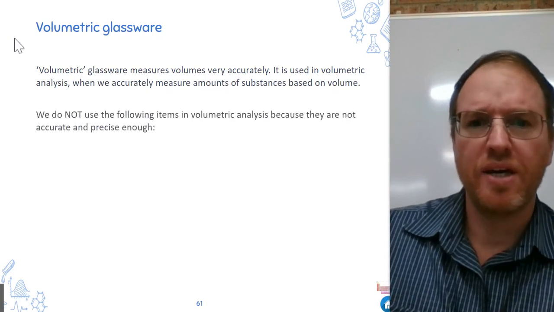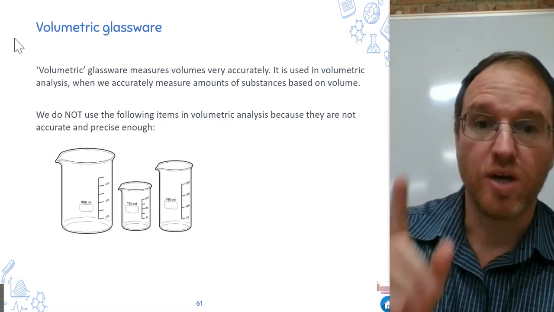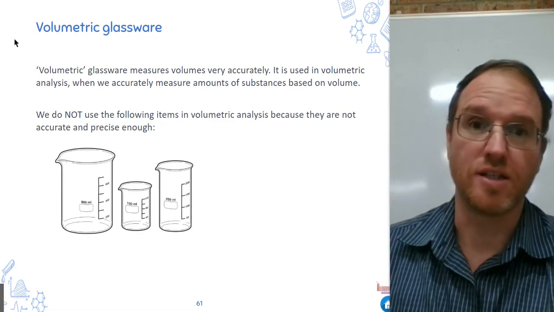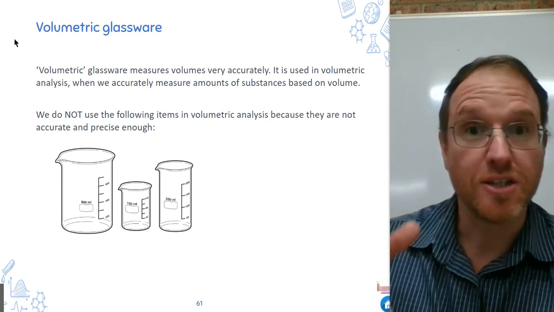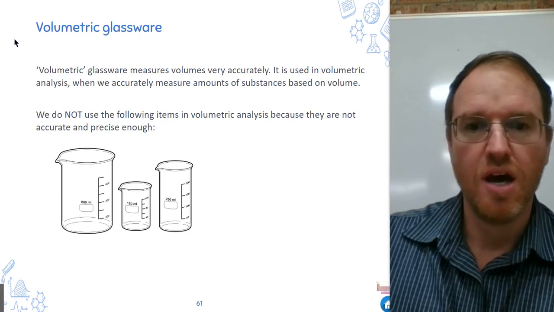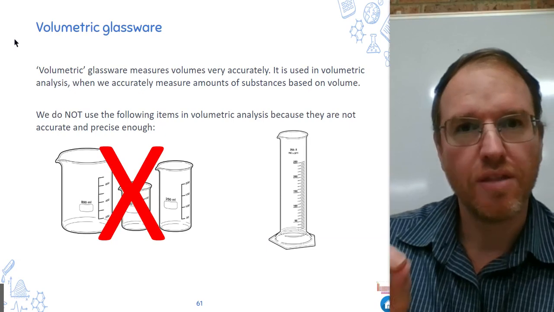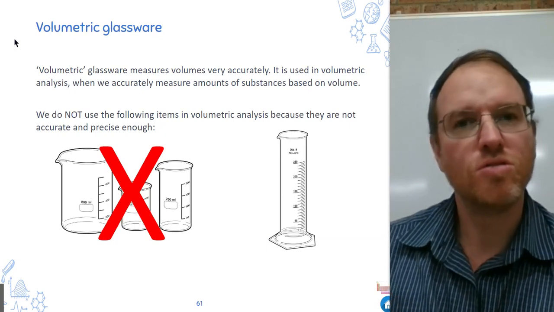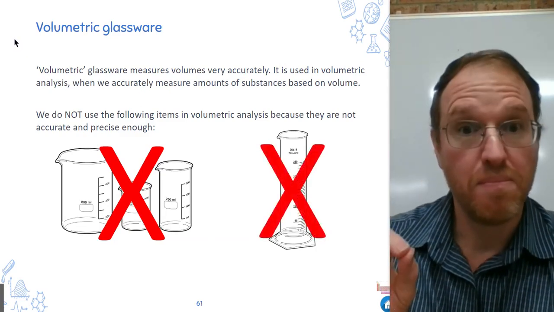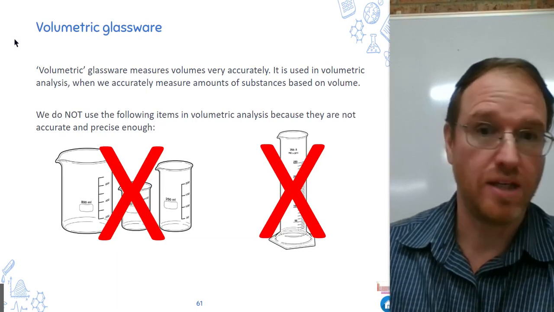So what sort of glassware? We do not use these things in volumetric glassware. Beakers. You should not have been using beakers for measuring, even in Year 7 to 10 science. They are nowhere near accurate enough. They are just for holding solutions, storage, not long-term storage. But also, not beakers, measuring cylinders. That's what you would have used in junior science to measure things. You do not use measuring cylinders for measuring in volumetric analysis. They are nowhere near accurate enough.